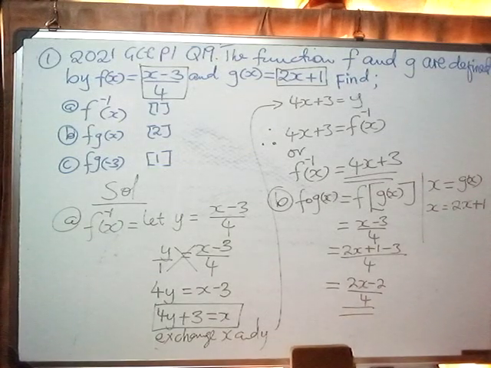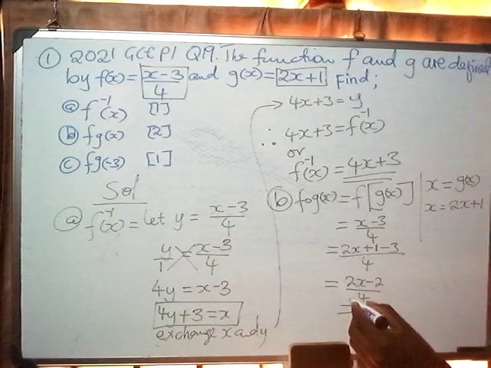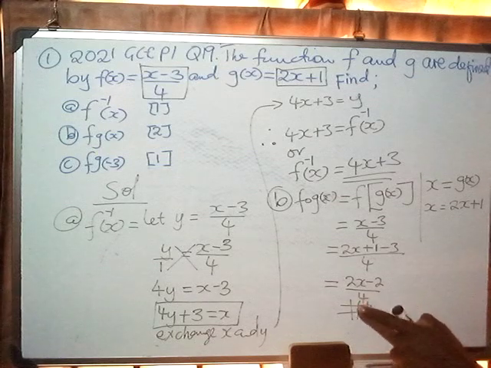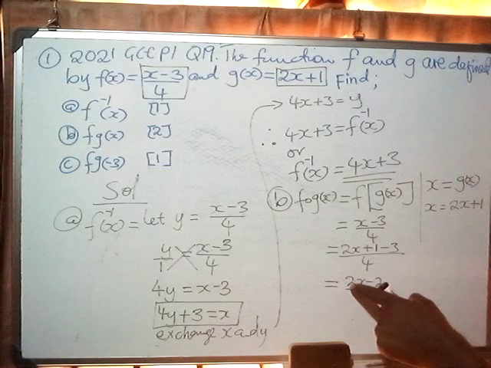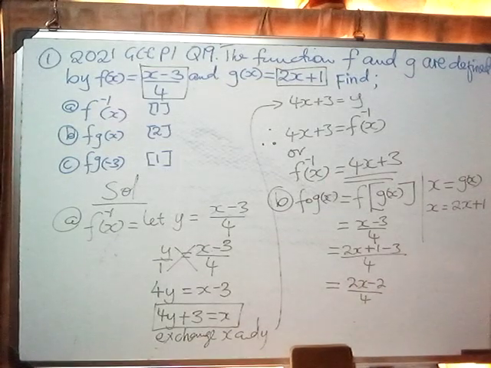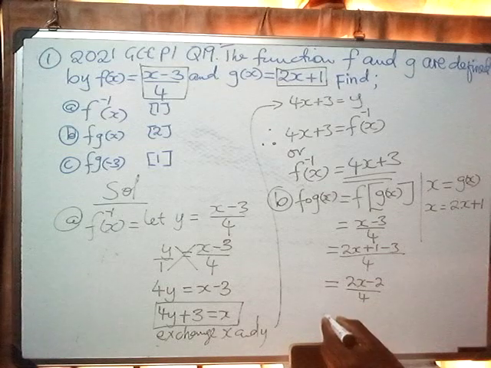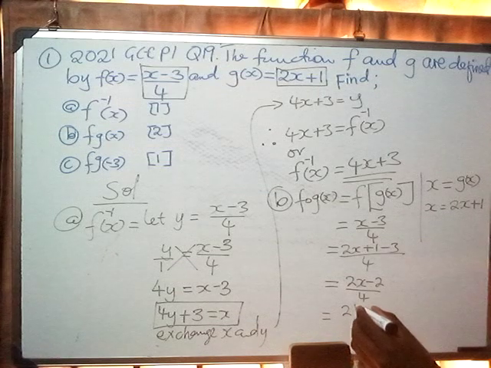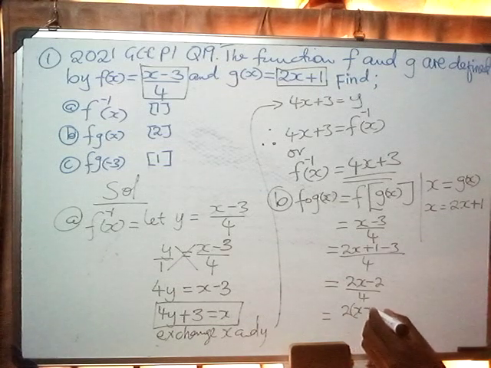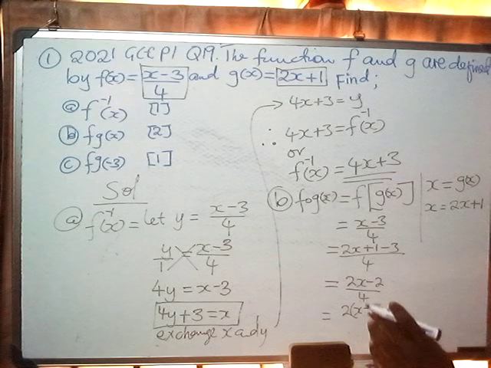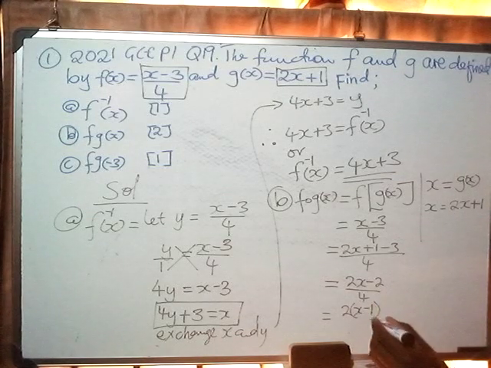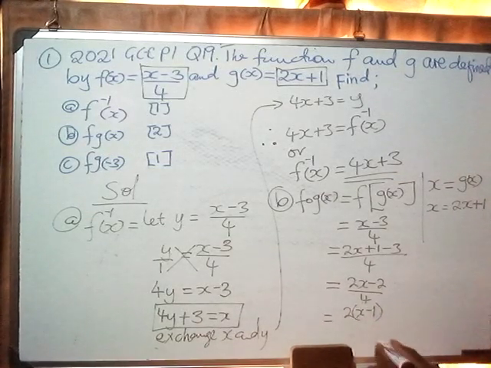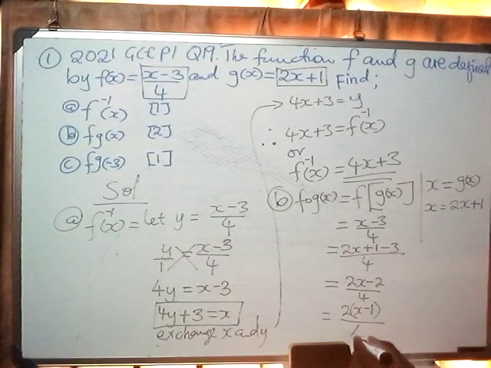But, since you are mathematicians, you know that the terms of the numerator have got a common factor. So this means that we have to factorize this. The common factor on top is 2. So it will be 2 open bracket minus 2. No, not minus 2, but minus 1. So 2 open bracket x minus 1, over 4.